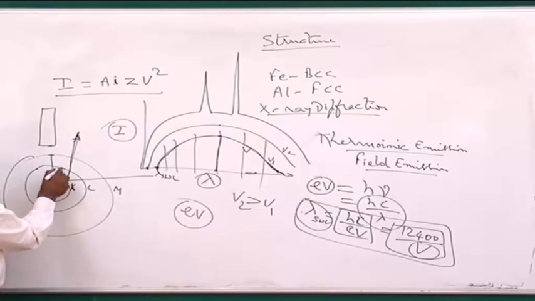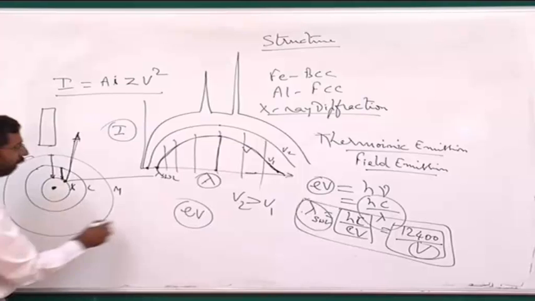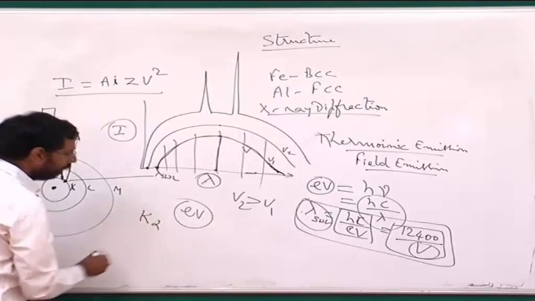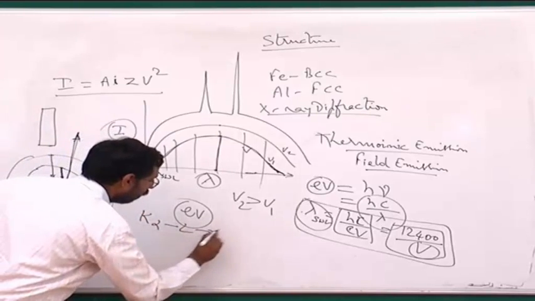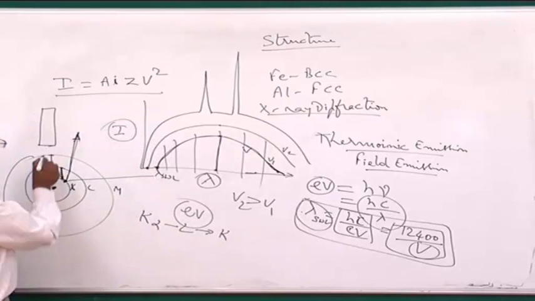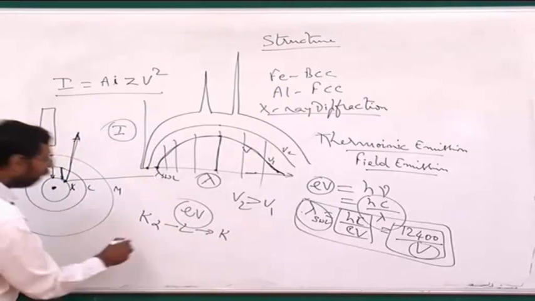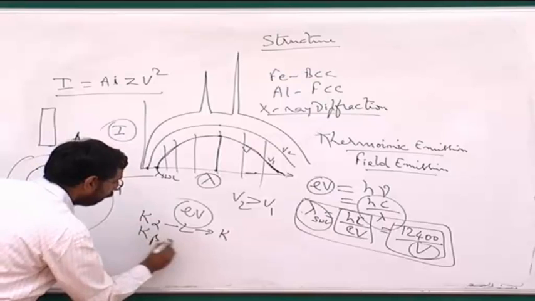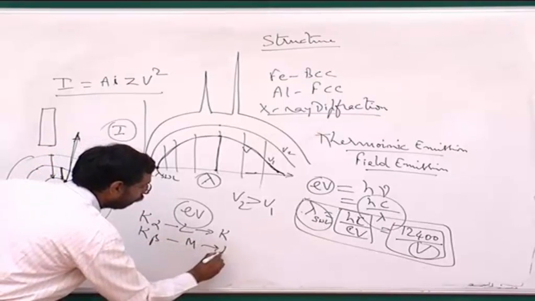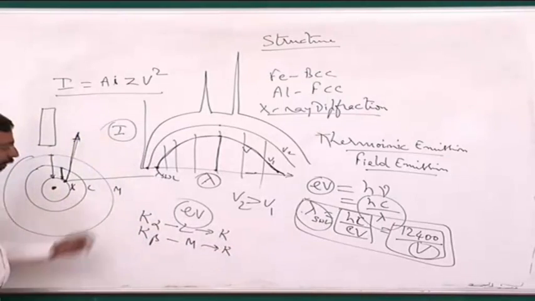For example, if I look at this, when an electron falls from the L shell to the K shell, we call it K alpha. If an electron falls from the M shell to the K shell, we call it K beta. So this is how we call it K alpha, K beta.